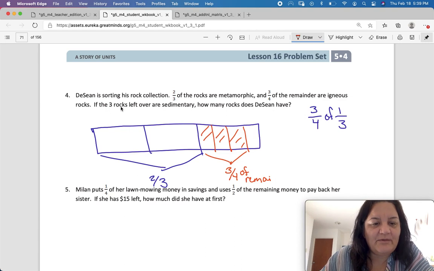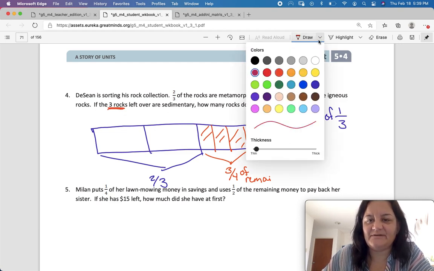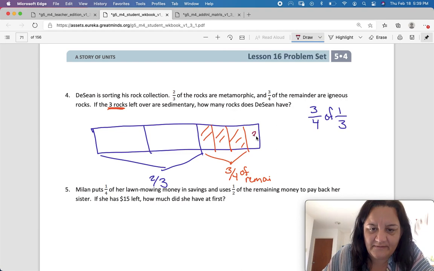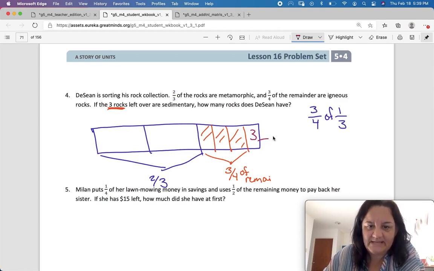If the 3 rocks left over are sedimentary, so there's 3 left over, they just gave us an answer. If the 3 left over are sedimentary, 3 right here, how many rocks does Deshaun have? Well, okay, with this 3, we know that this is our sedimentary.